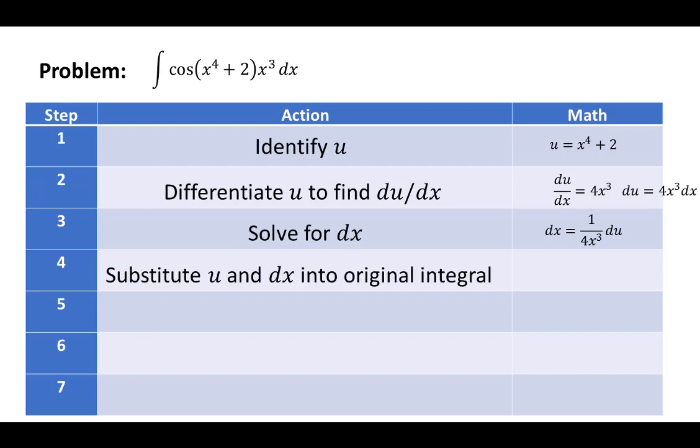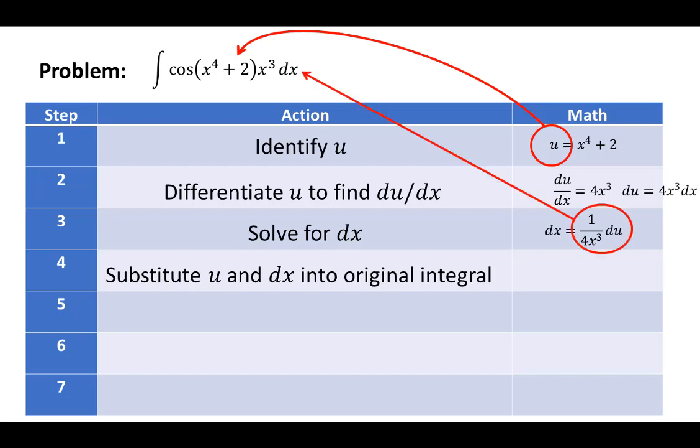Alright, well now that we solve for u and dx, we can go ahead and substitute those back into our original integral. So here we solve for u. We're going to go ahead and plug that back in for x to the 4th plus 2 up here. We solve for dx down here. We're going to go ahead and plug that into our dx.